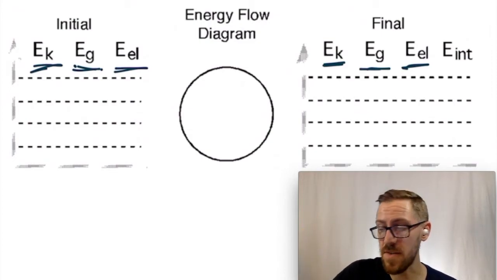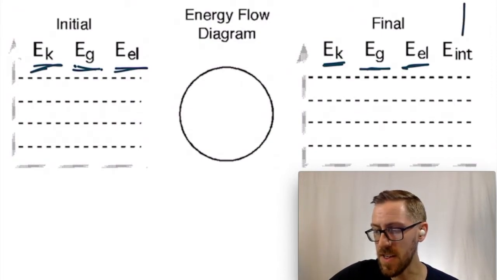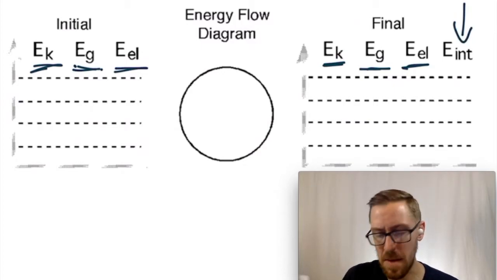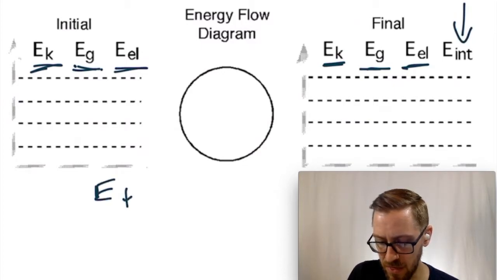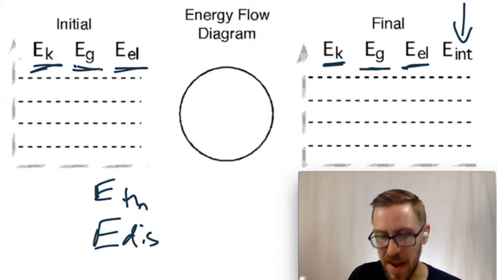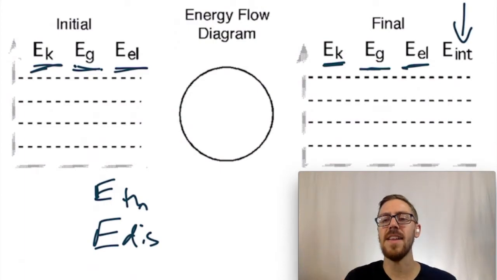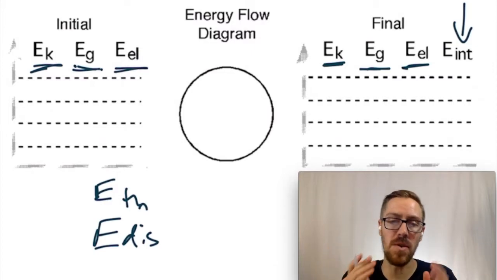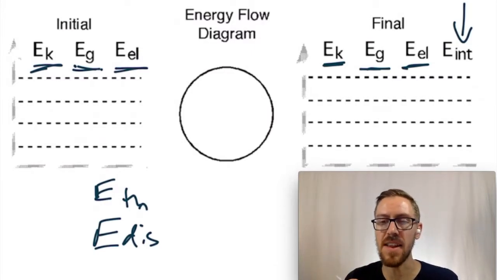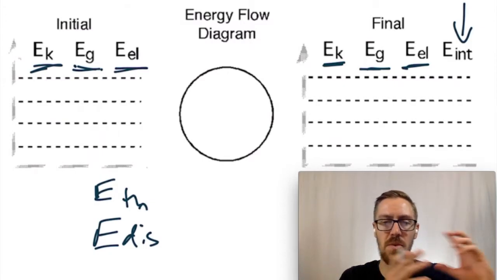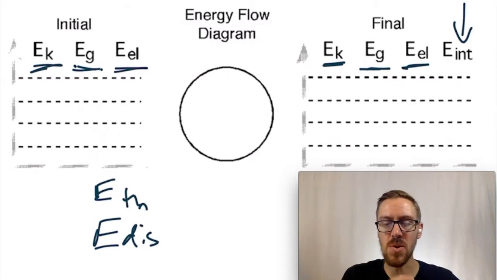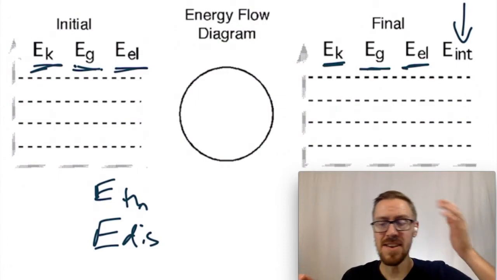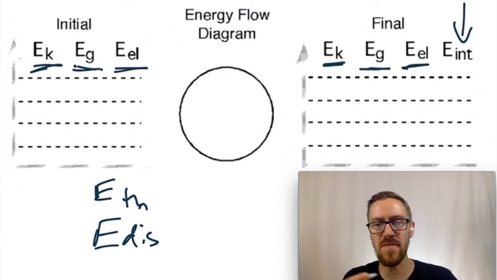Now we have an extra form of energy over here called E internal. Another name for this could be E thermal or E dissipated. This is the energy trash can, so to speak. Anytime energy changes hands, some of it is not going to end up in the right bucket on the other side. So whenever you convert energy from one form to another or from one object to another, there's going to be some energy lost. Sometimes that's not very much energy and we don't even need to think about it. Sometimes it's a lot of energy.